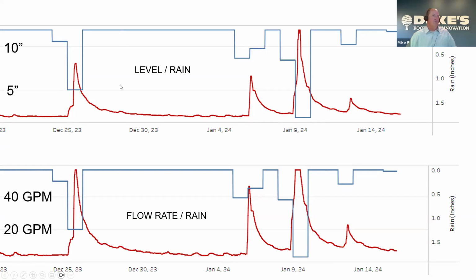So there's two graphs here. The one on the top is level. The one on the bottom is the estimated flow values. On the top, the red is the level, so that's just the level of the sewer. And the blue is the rain. So it's inverted. You can see what's on the y-axis over here on the right. Zero rain, it's at the top, and when it rains, it comes down vertically.